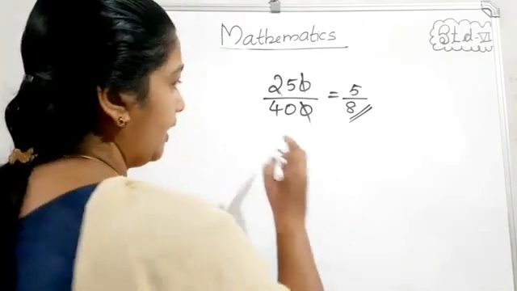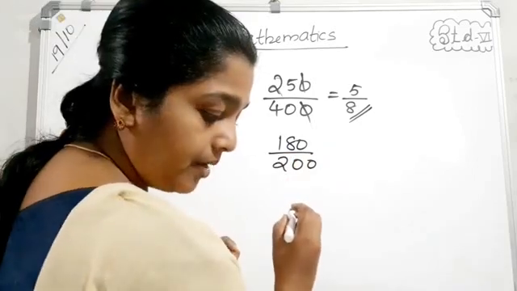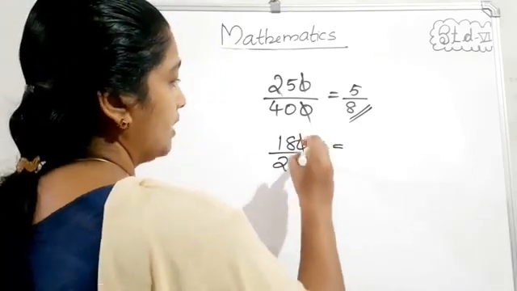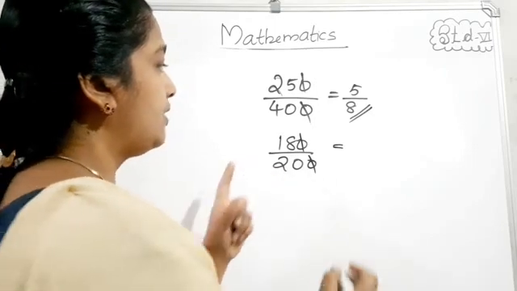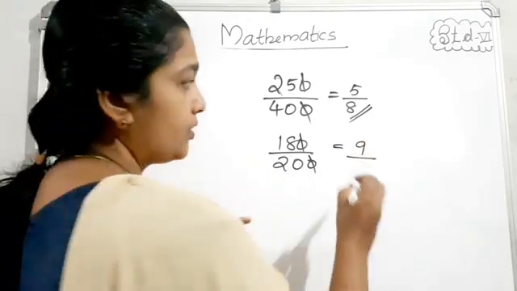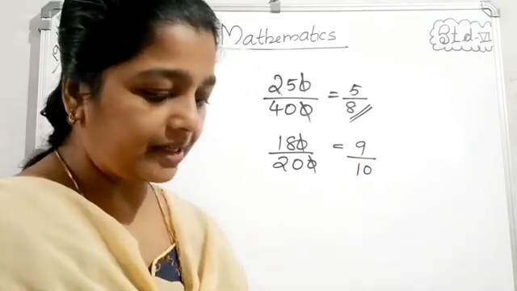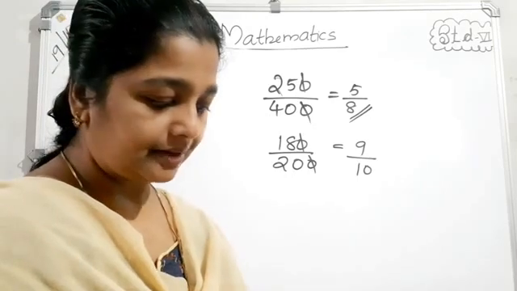Next, 180 by 200. Here, 0, 0 cancel. 18 by 2 equals 9, 20 by 2 equals 10. 9 by 10. Where is the answer? Answer E.